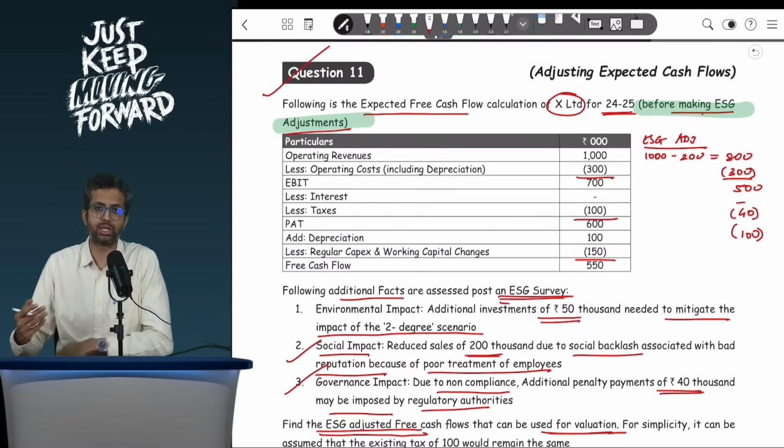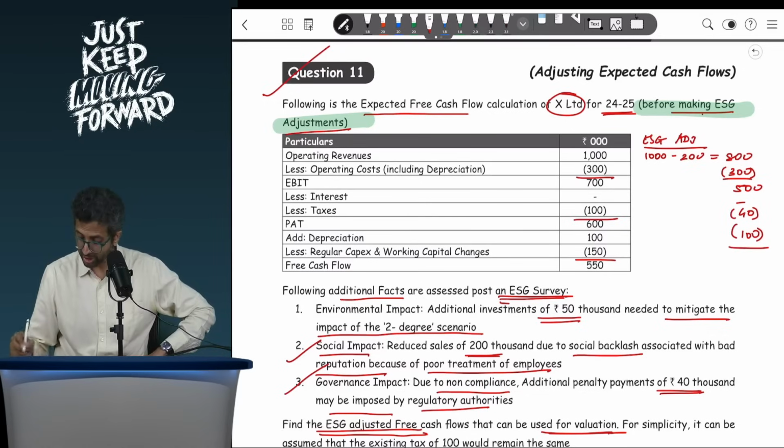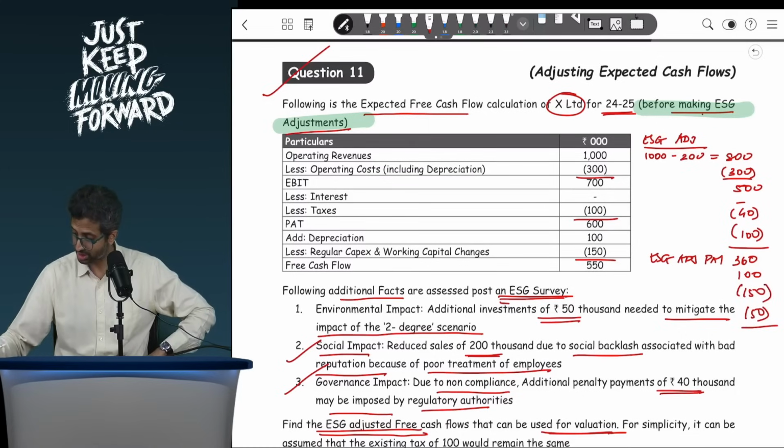We have been told that tax remains the same. Tax could also possibly change if there's lower revenue and so on, but for simplicity, let us say tax is the same. In which case, your ESG adjusted PAT will probably be around 360 rupees. Acha, so this is your ESG adjusted PAT. However, you'll have to still add back depreciation worth 100. The regular capex and working capital will be 150, but beyond that, another 50 will have to be invested to mitigate the impact of the 2-degree scenario, and hence that will be 360 plus 100 minus 150 minus 50. So this is 260, and this 260 will now be used for valuation.